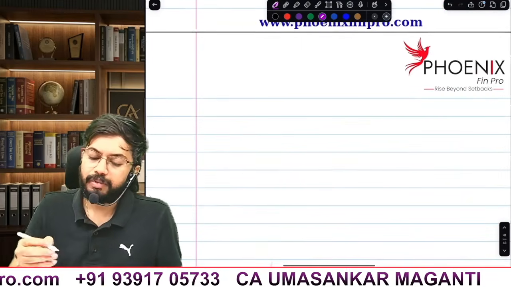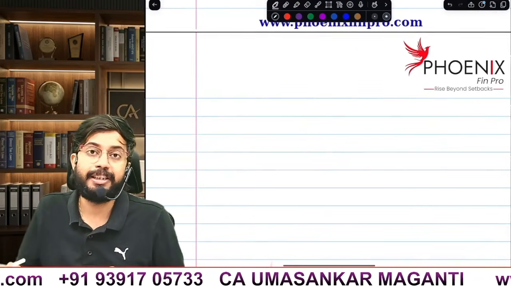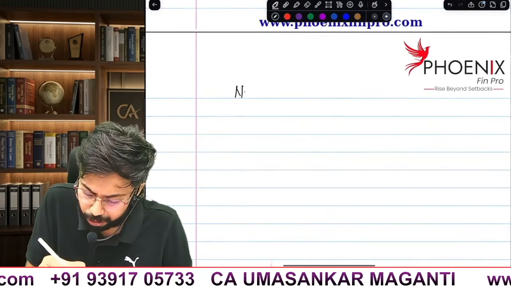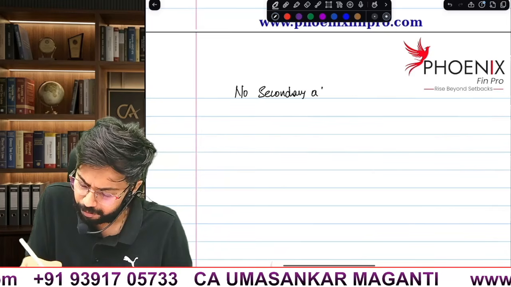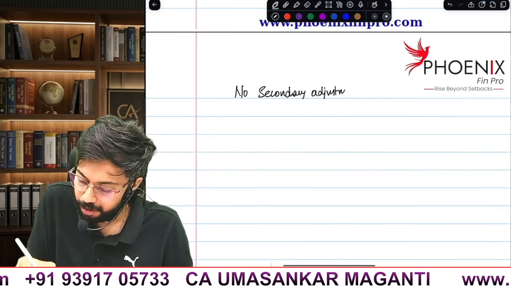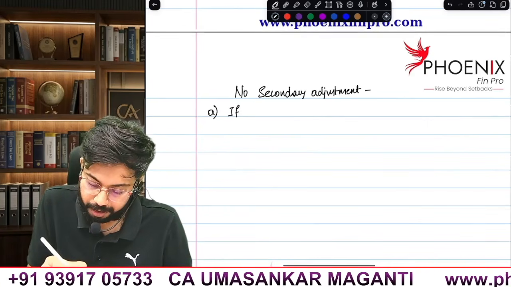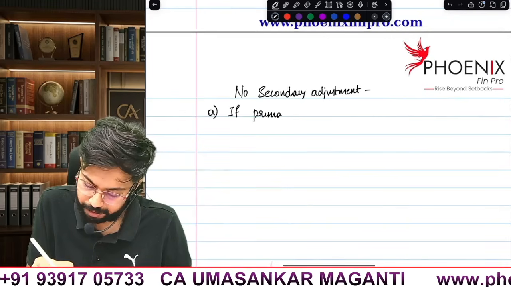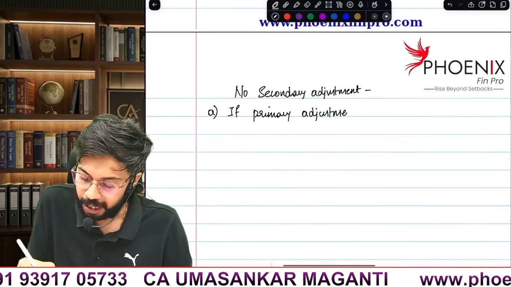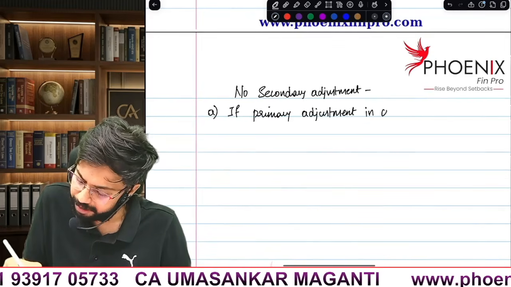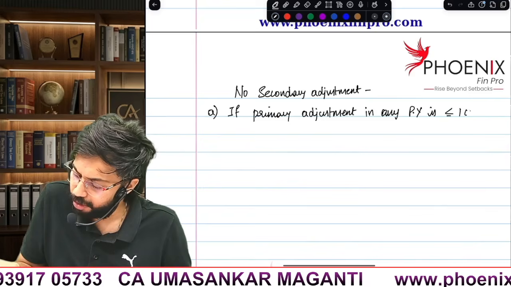Next, I already told you secondary adjustment is not applicable if primary adjustment is more than 1 crore. So, no secondary adjustment if primary adjustment in any previous year is less than or equal to 1 crore.